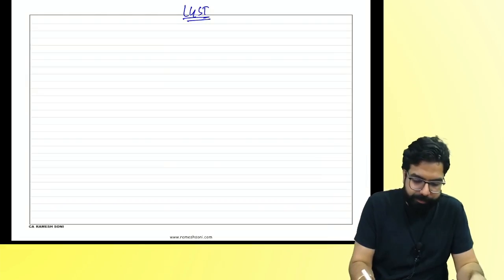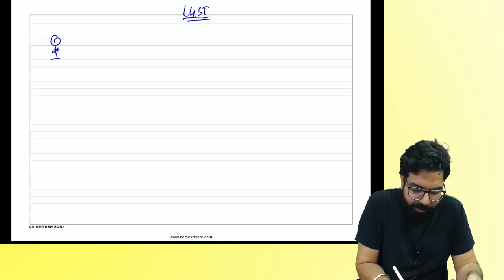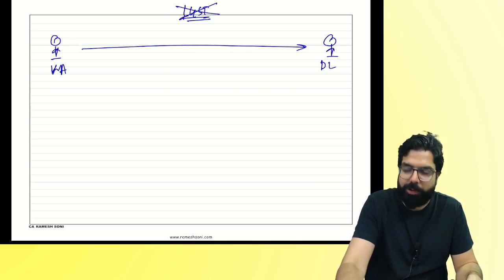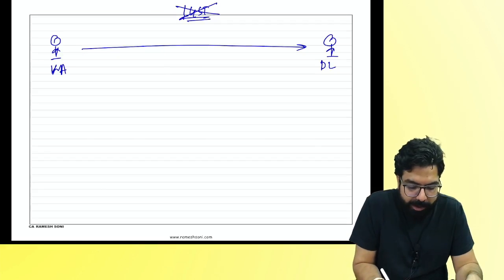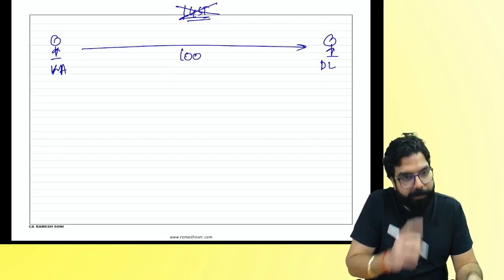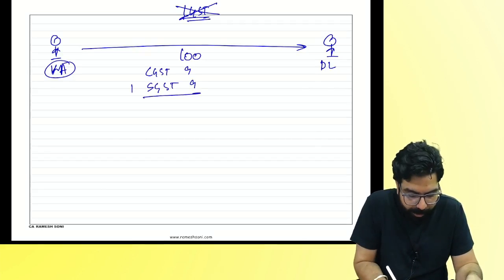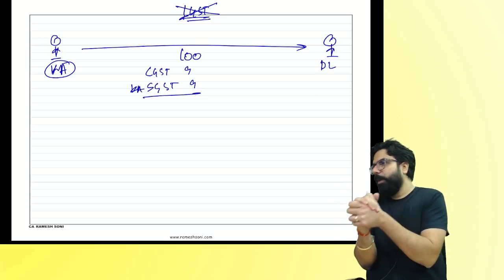You understand first. See, suppose I went ahead and sold goods to a person. I am in the state of Karnataka. This guy is in the state of Delhi. You think IGST is not there. If IGST is not there, what will happen? See, I will sell him goods for 100 rupees. I will charge him CGST, for example 9%, and SGST, for example 9%. I am in the state of Karnataka, so I'll charge Karnataka SGST. Do you guys agree with me?